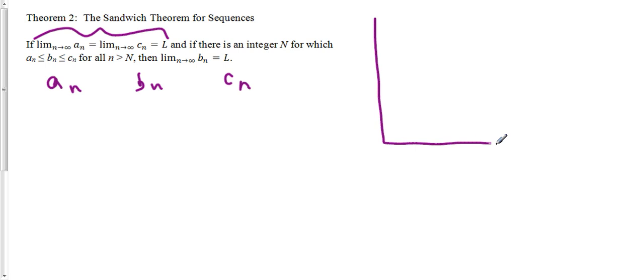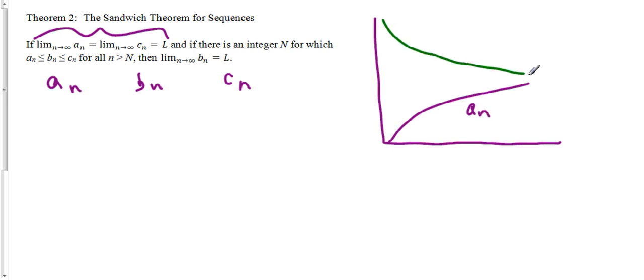So if we draw a graph over here, I'm going to have a_n do something like that. And we're going to switch colors, and we're going to make c_n do something like that. And if we go out to far enough values of n, then we know that a_n and c_n are going to converge to some limit L. And you can kind of see from the graph that they're both approaching that same value.